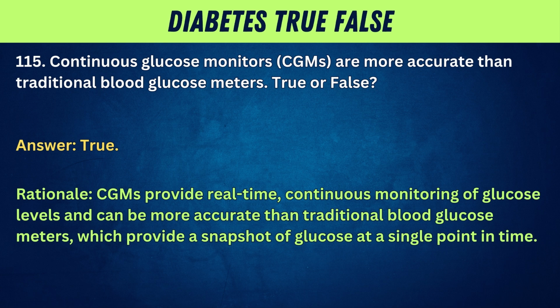115. Continuous glucose monitors, CGMs, are more accurate than traditional blood glucose meters. True or false? Answer: true. Rationale: CGMs provide real-time, continuous monitoring of glucose levels and can be more accurate than traditional blood glucose meters, which provide a snapshot of glucose at a single point in time.